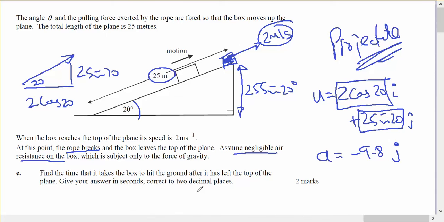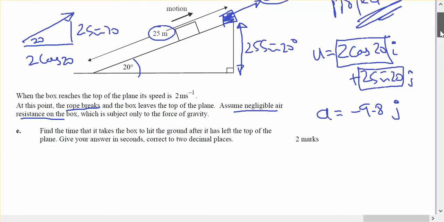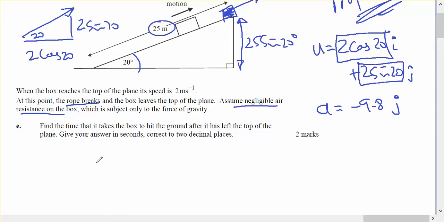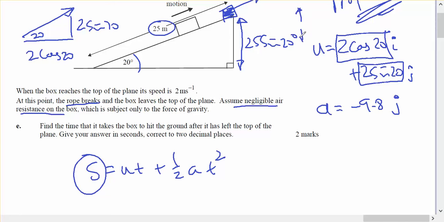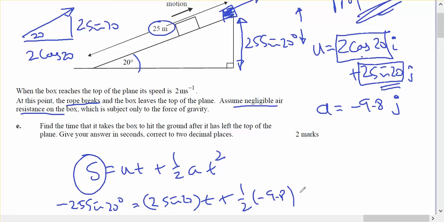So find the time taken to hit the ground. Okay, so I can do that. We'll hit the ground. So S equals UT plus a half AT squared. The S component is going to be, okay, so I've got some ups and downs. Up is going to be positive and down is going to be negative. So negative 25 sine of 20 degrees equals 2 sine of 20 t plus a half minus 9.8 t squared.